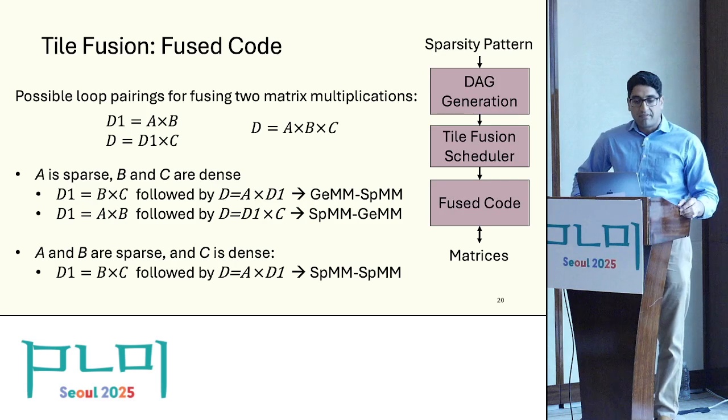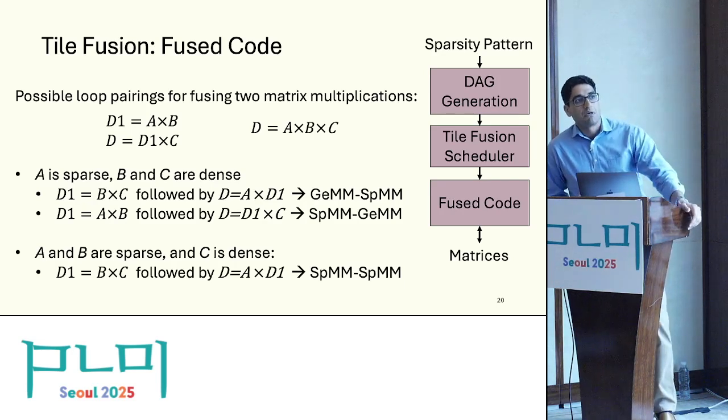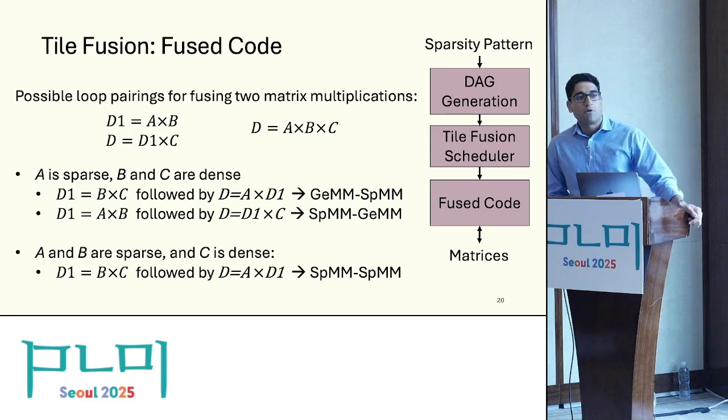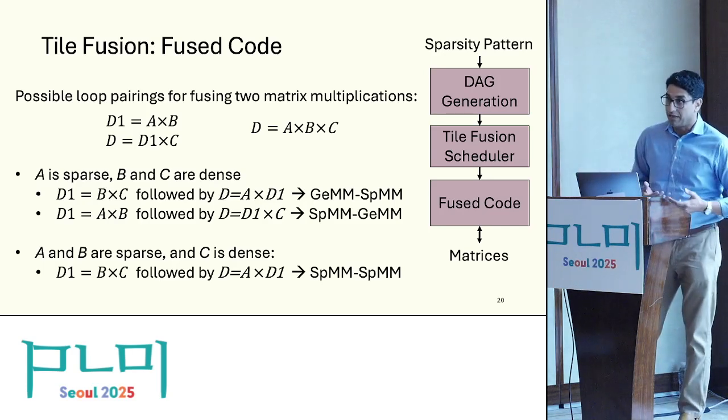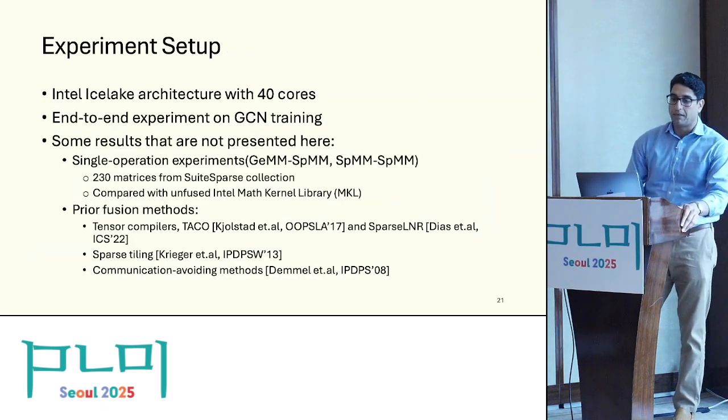When A is sparse, then B and C are dense. We have GeMM-SpMM and SpMM-GeMM; those are the loops, kind of, as we name them. And if A and B are sparse, then we are fusing two SpMMs together. So these are the possibilities for the two loops that we have studied, and we have results for them.